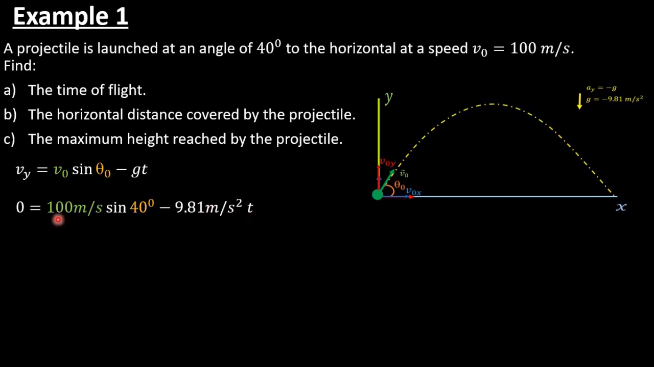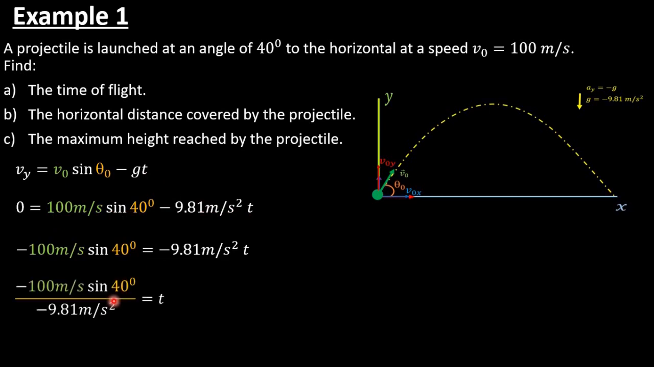So I'll just subtract both sides by 100 times sine 40 to get this. Divide both sides by 9.81 meters per second squared to get that. And then the minuses cancel out, leaving 6.55 seconds. Because that's the time taken to go from here to the central point there, so at maximum y distance, that's only half of the flight time. So we multiply that by 2 to get 13.1 seconds.